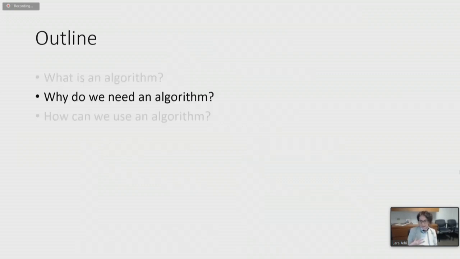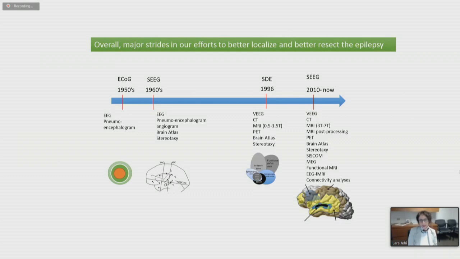So let's get to the second question, which is, why do we need this algorithm? We have gone through major strides in our efforts to better localize and better resect the epilepsy. We started off in the 50s with people making decisions on epilepsy surgery just based on a scalp EEG and the pneumoencephalogram. That's all they had. And over the years, we acquired the ability for stereotaxy.